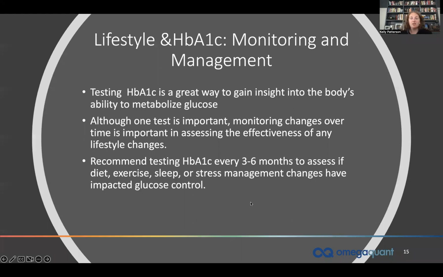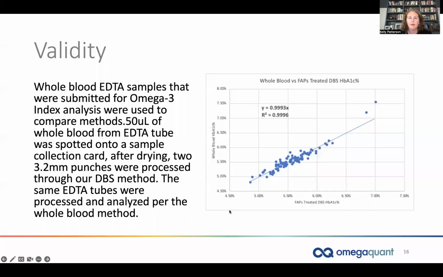So testing your A1C is a great way to gain insight into your body's ability to metabolize glucose. One test is great, but if you're going to make some diet and lifestyle changes, we recommend you retest every 3 to 6 months. Once you feel like you found a sweet spot, you feel like, okay, I've got a handle on my lifestyle changes, you could go down to 6 months to a year. But especially if you're going to make those changes initially, or maybe your results weren't what you thought they would be, it's really great to test a little bit more often, but only every 3 to 6 months instead of having to prick your finger all the time.